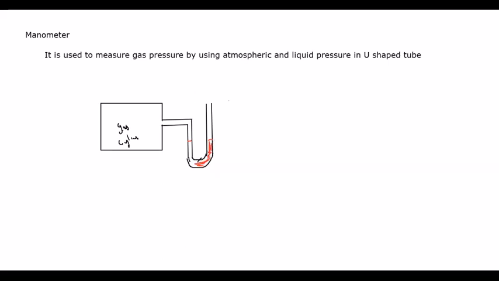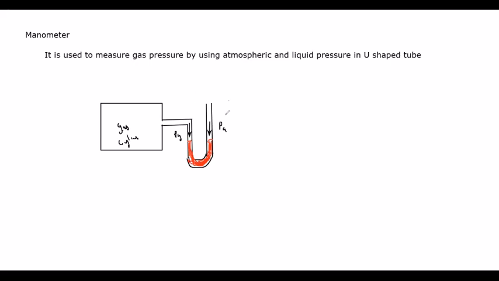Okay, can you explain it again? So this is a U-shaped manometer. It is filled with a liquid. One side you connect with a gas cylinder, and another side is open. So what are the pressures acting here? On this side, there's a pressure of the gas, and on the right-hand side, there's a pressure of the atmosphere.